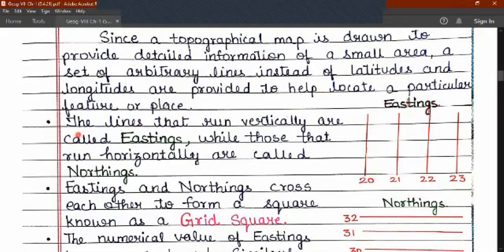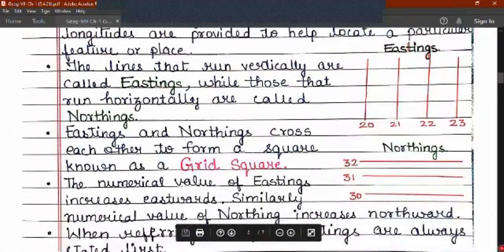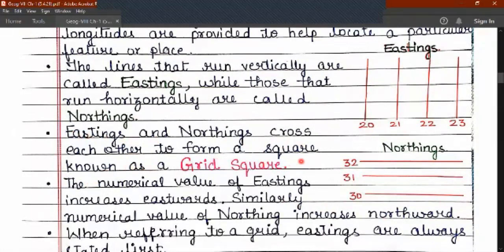As number 1, the lines that run vertically are called eastings, like these, while those that run horizontally are called northings. These are the northing lines shown here. Eastings and northings cross each other to form a square known as grid square.